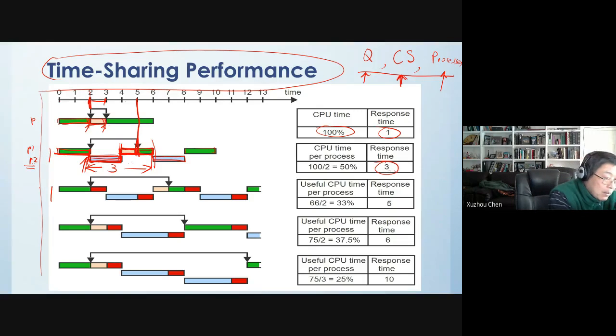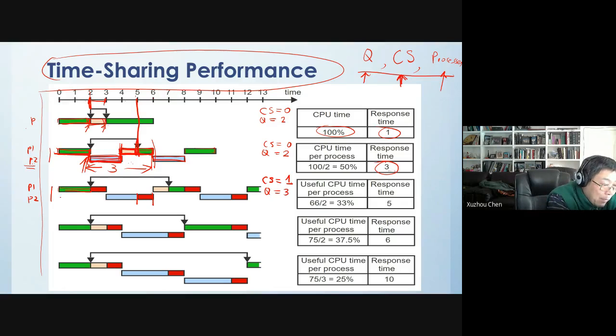Now, this is another case. We still have two processes, process 1 and process 2. However, in this case, you have context switching. The context switching time is 1 time unit. I use red color to represent the context switching time. So in this case, the time quantum is 2. The context switching time in the previous case was 0, and the time quantum really doesn't matter there because the CPU is always allocated to the process. So I can still say it's 2.